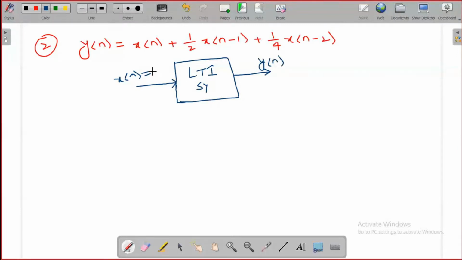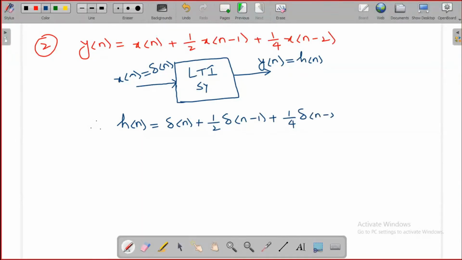Okay, if the input is impulse, y of n is simply h of n. So therefore h of n is equal to x of n. What is x of n? X of n is del of n plus 1 by 2 del of n minus 1, plus 1 by 4 del of n minus 2. Okay.